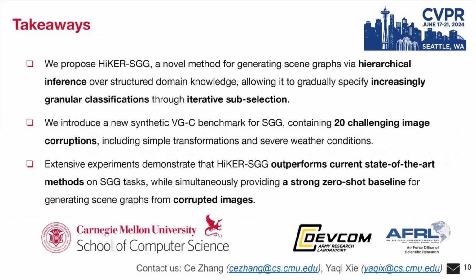In summary, our contribution can be summarized as follows. First, we propose HiKER-SGG, a novel method for generating scene graphs via hierarchical inference over structured domain knowledge, allowing it to gradually specify increasingly granular classifications through iterative subselection. Second, we introduce a new synthetic VGC benchmark for SGG, containing 20 challenging image corruptions, including simple transformations and severe weather conditions. Finally, our extensive experiments demonstrate that HiKER-SGG outperforms current state-of-the-art methods on SGG tasks, while simultaneously providing a strong zero-shot baseline for generating scene graphs from corrupted images.